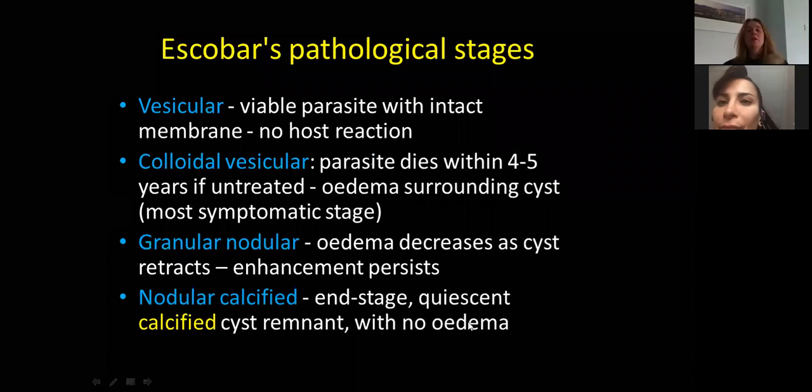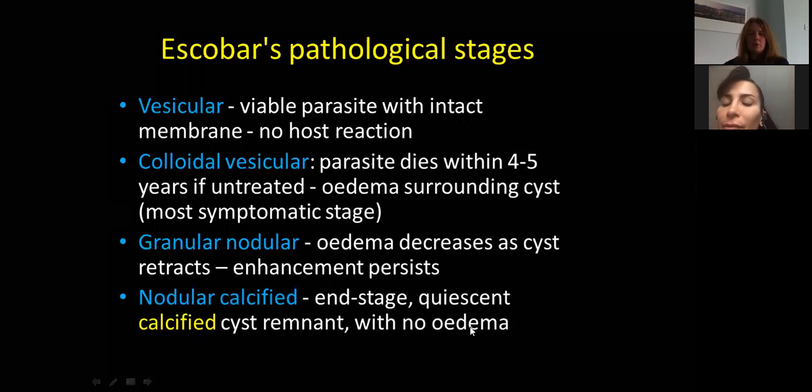So there are 4 stages, Escobar's pathological stages. I'm not going to go through these in great detail. I'll start with the bottom one. So nodular calcified, this is the one we're talking really about today. So none of the other stages are calcified. It's the quiescent end stage where you get a calcified cyst remnant. And at this stage, there's no edema.